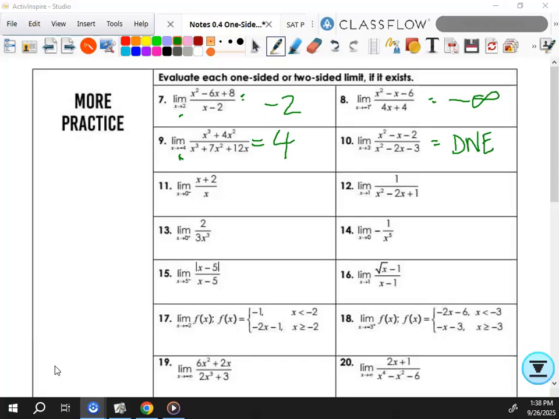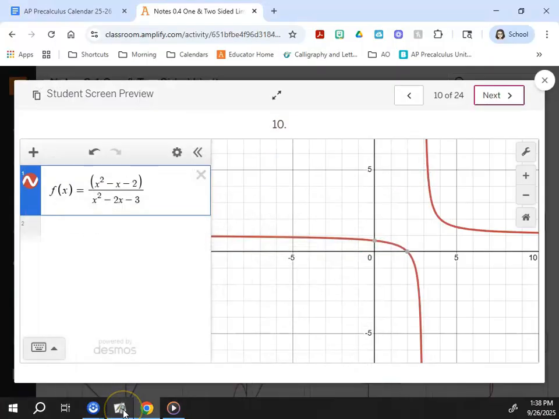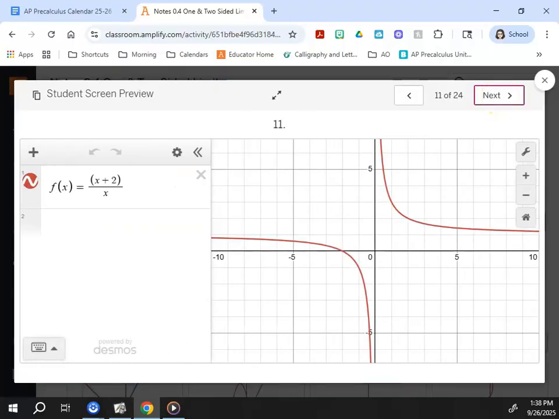All right. So number 11. We're approaching 0 from which direction? The left. It's okay. We got it. As I approach 0 from the left, -50.